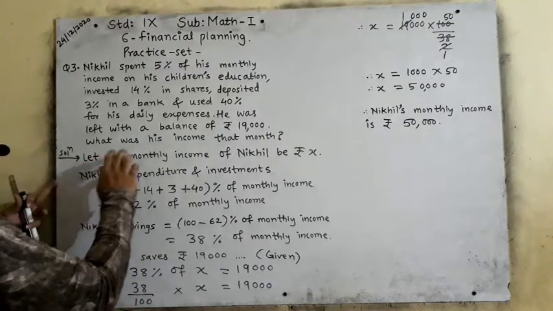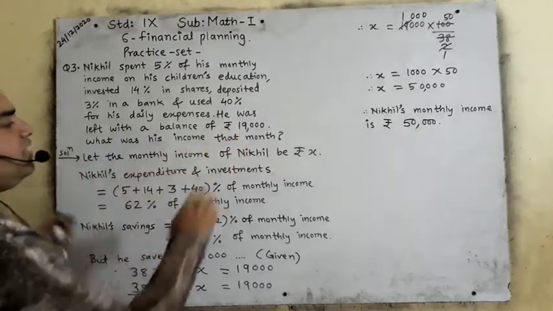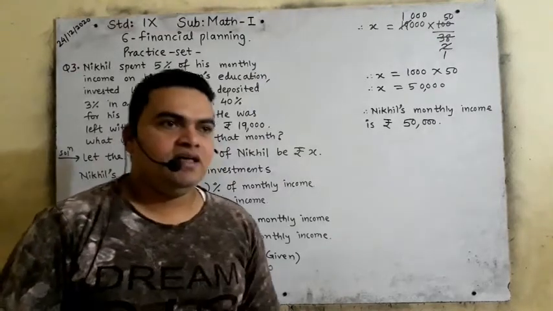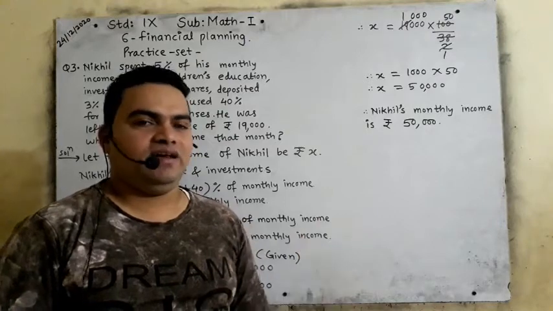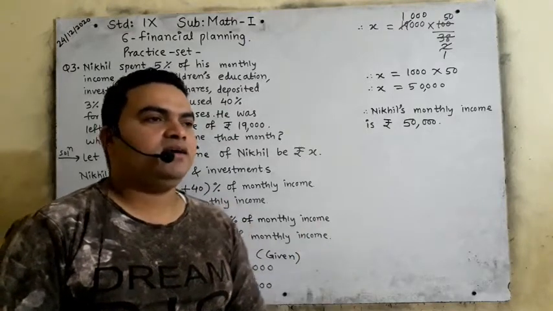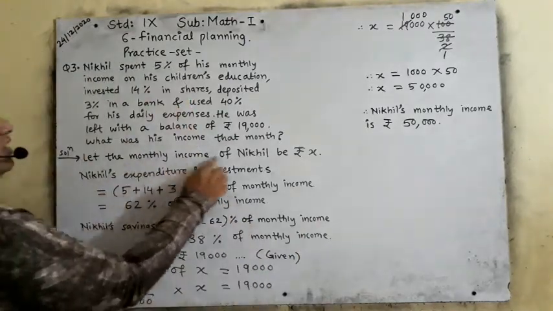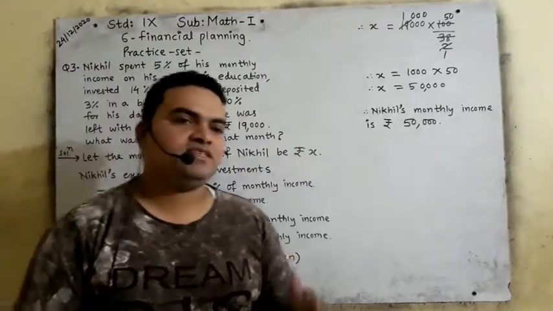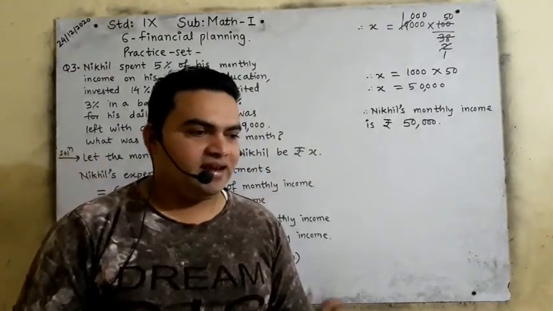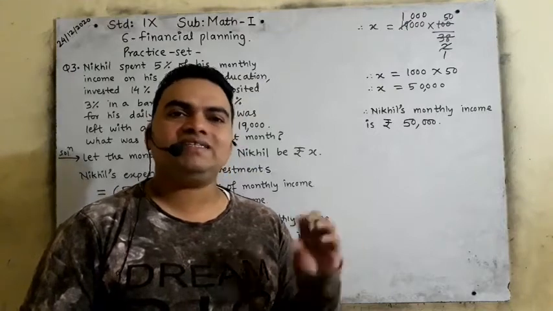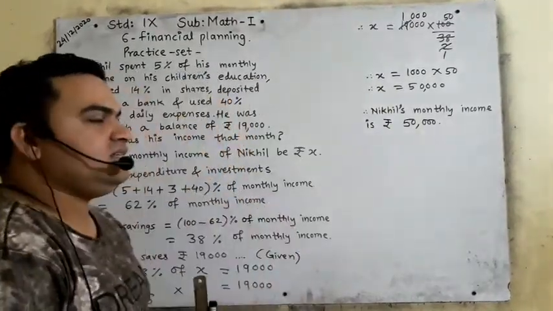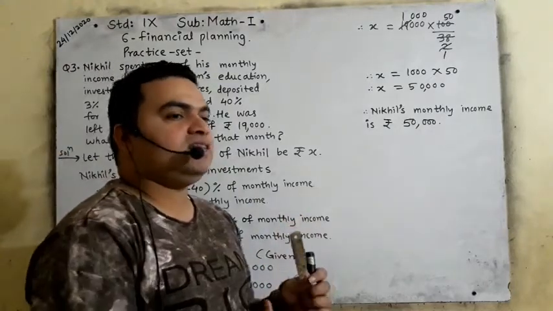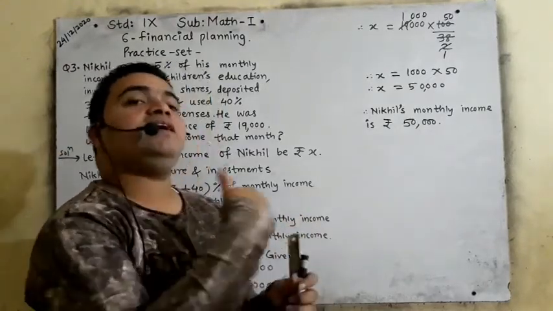See, first what we have to find, what was his income that month. Okay, so we have to find the total income or total monthly salary of Nikhil. So we will consider let the monthly income of Nikhil be rupees X. First करो निखिल की salary monthly income or monthly salary X rupees है. Okay, and now we will see how much he spent. कितने expenditures हैं, कितने खर्चे हैं.